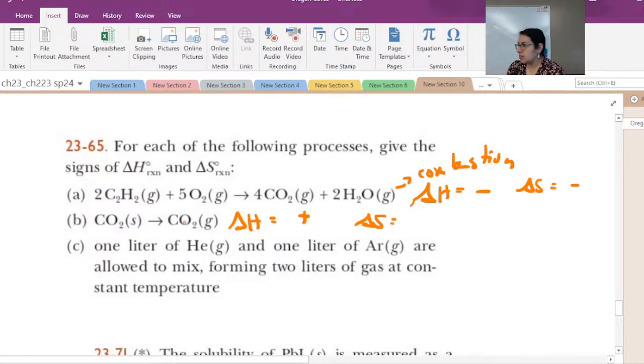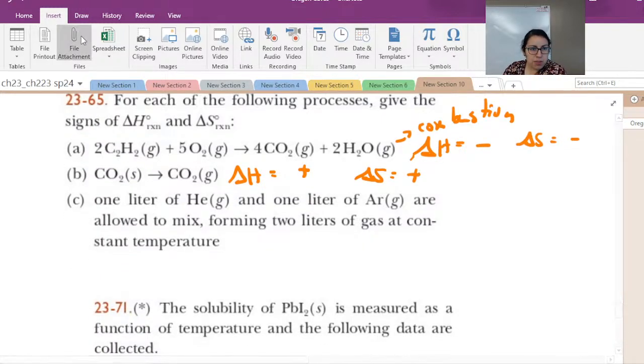So think about the states. Positive, right? That's just going from more order to more disordered as you go from solid to gas. So obviously there are more states they can be in. And then what about the last one?